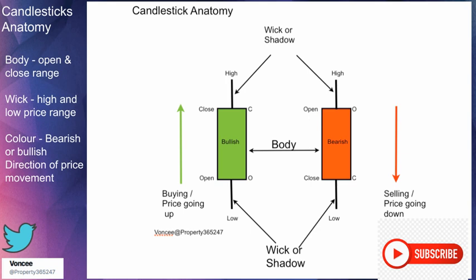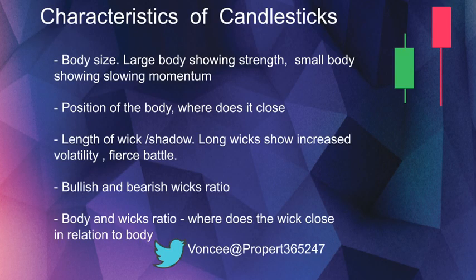It's taken me quite a bit to put all this together. So now we want to look at the candlesticks. I've already discussed the body size, the position of the body, and where it closes. That's very important. Is it closing on the higher end of the wick or on the lower end of the wick? You need to be looking at that as well, and the length of the wick. Is it long wicks? Because long wicks will indicate high volatility.